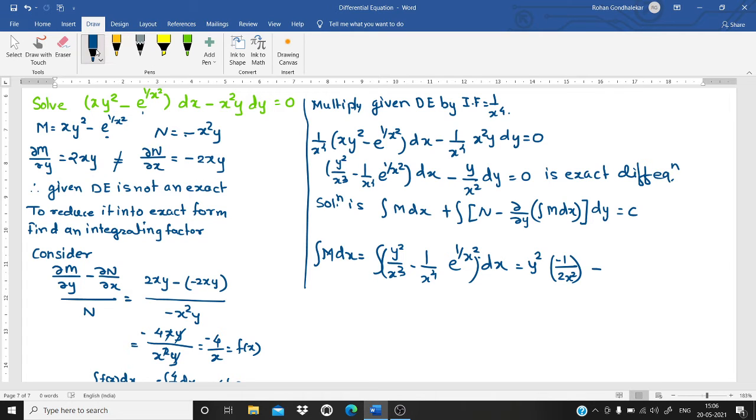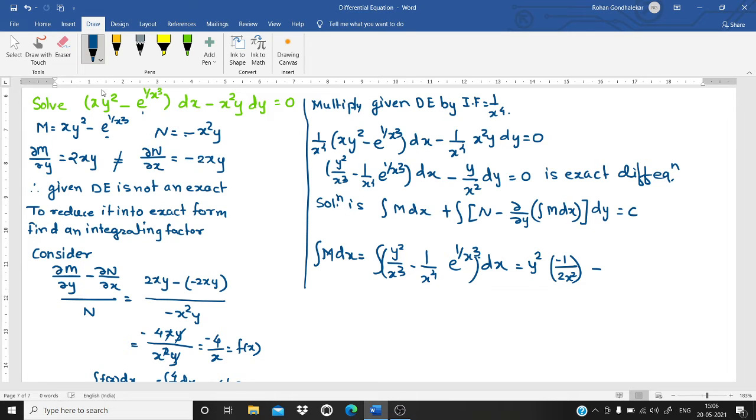Here I made a mistake while mentioning the problem. I would like to correct it: it is x cube, e raised to 1 upon x cube. Clear? Yeah. Here also x cube, x cube.